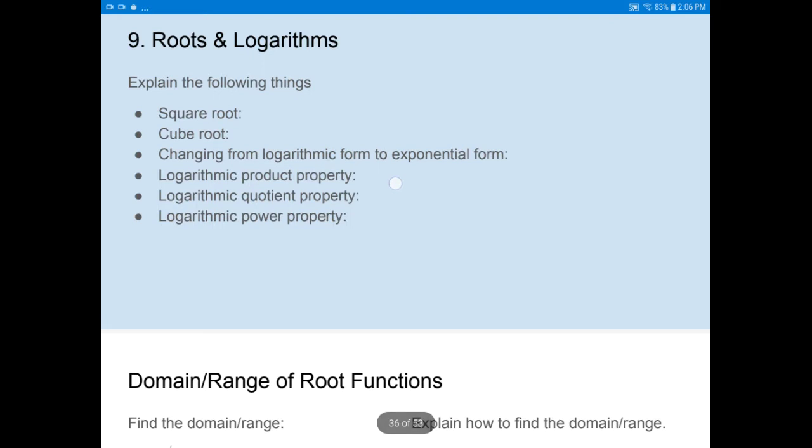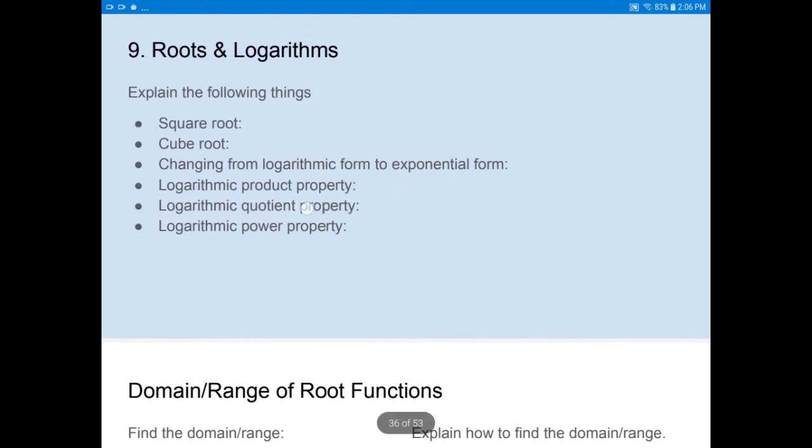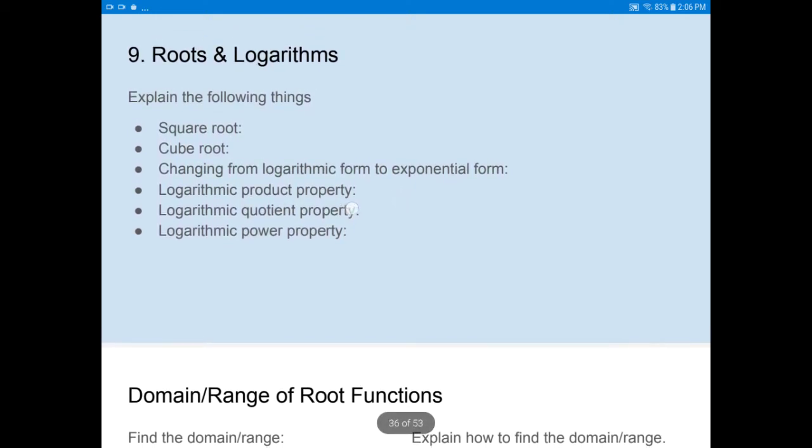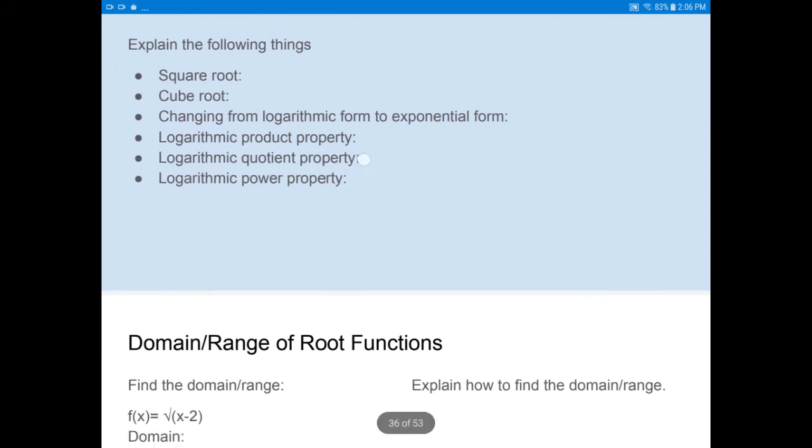So when you have logarithms being multiplied, you can convert it to having the plus sign in the middle. Quotient, when they're being divided, you can do it with the minus sign, and the power property, you can bring the exponent out in front of the log.